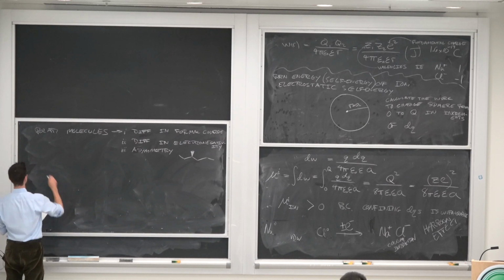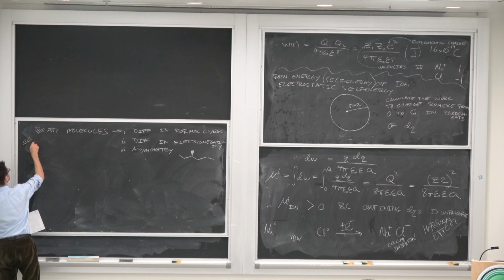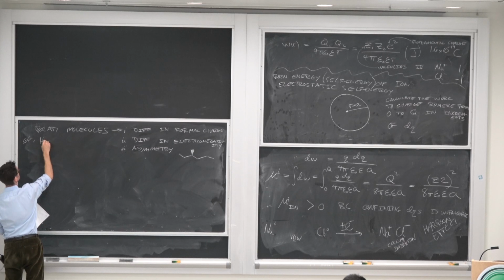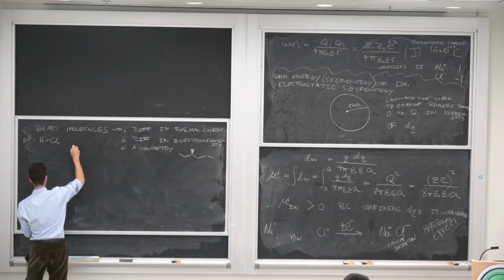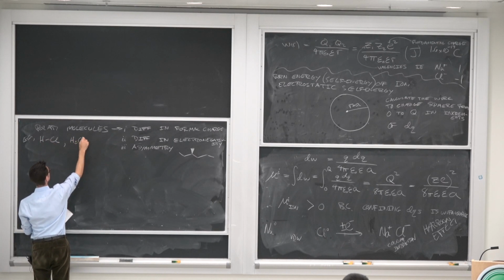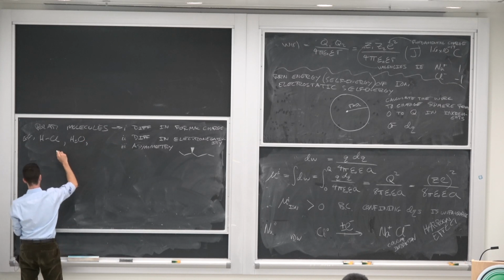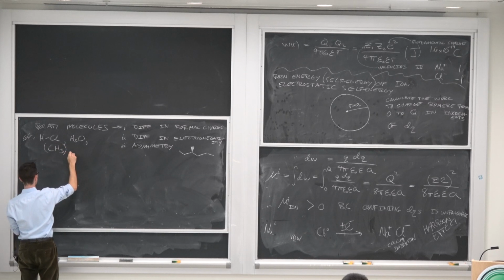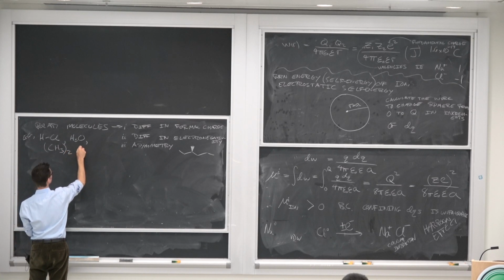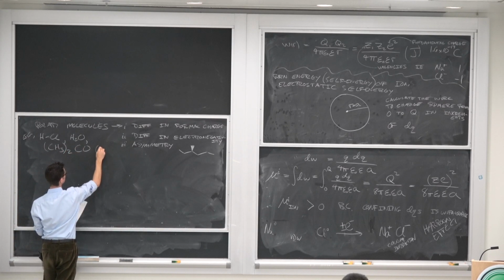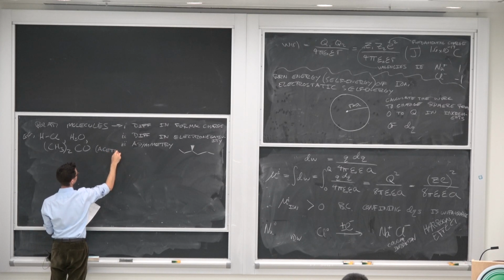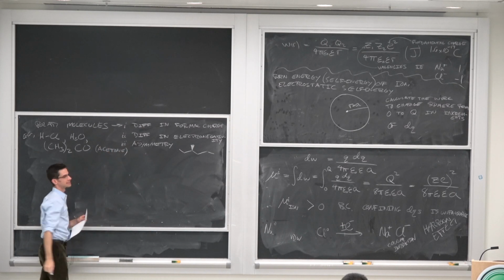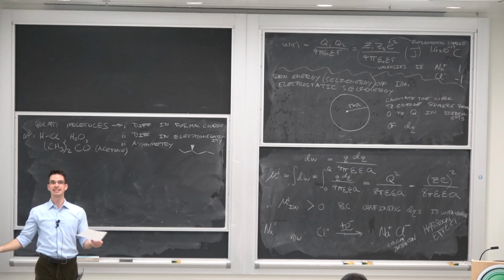So what are some examples? HCl, H2O, or something more complicated like CH3 taken twice, CO, which is acetone, or as the Italians say, acetone.